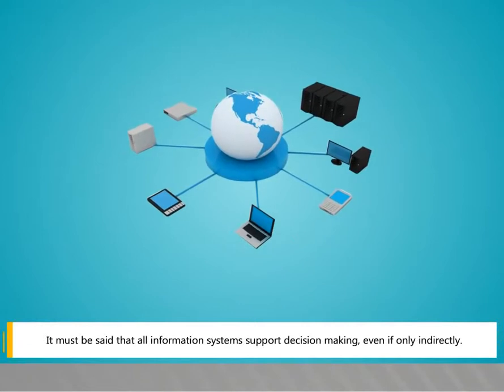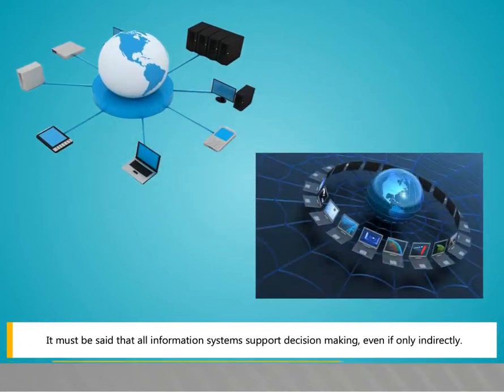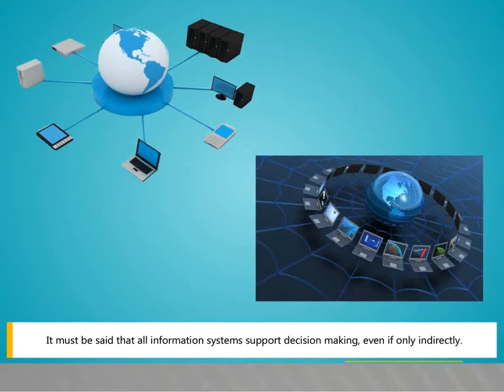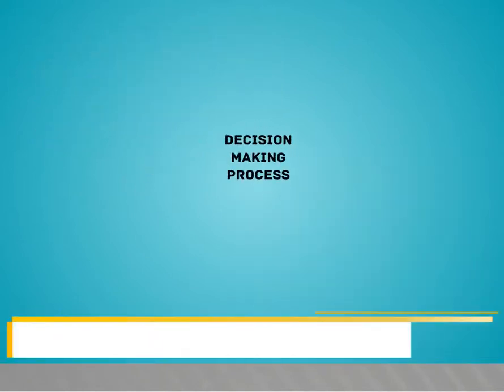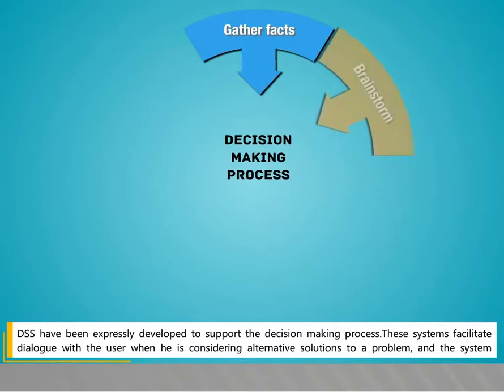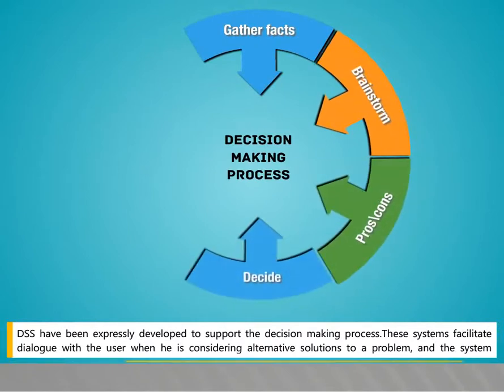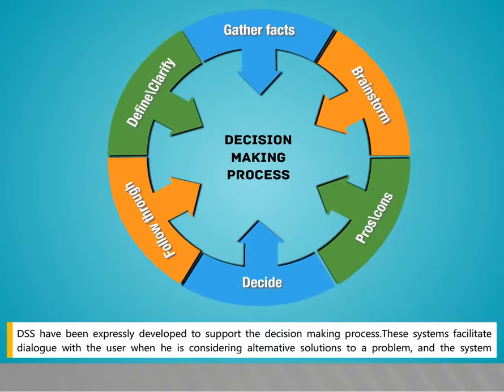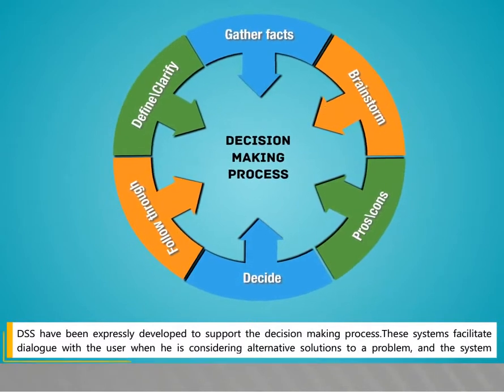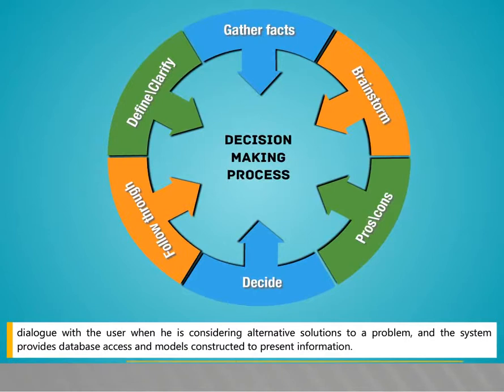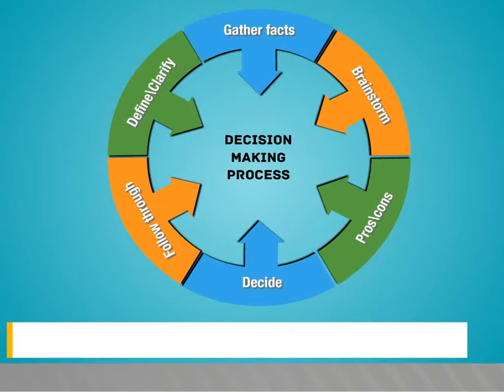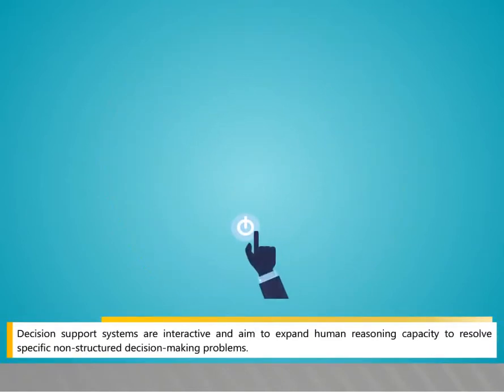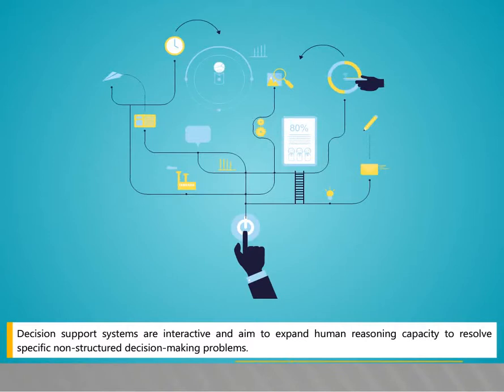It must be said that all information systems support decision making, even if only indirectly. DSS have been expressly developed to support the decision-making process. These systems facilitate dialogue with the user when he is considering alternative solutions to a problem, and the system provides database access and models constructed to present information. Decision support systems are interactive and aim to expand human reasoning capacity to resolve specific non-structured decision-making problems.